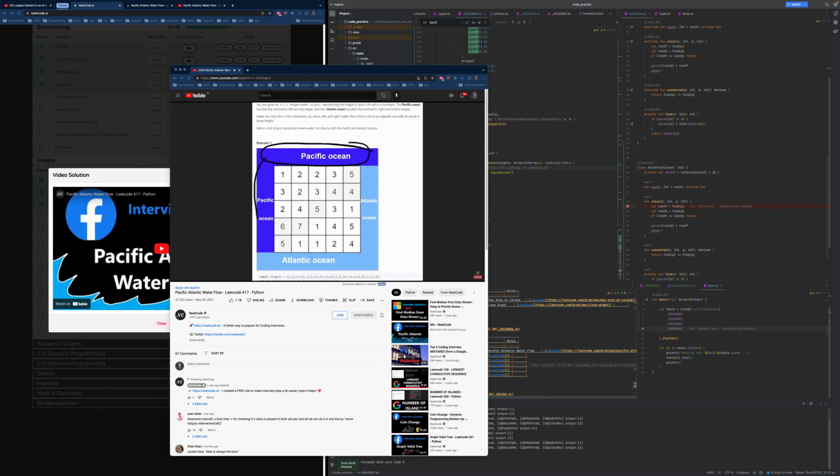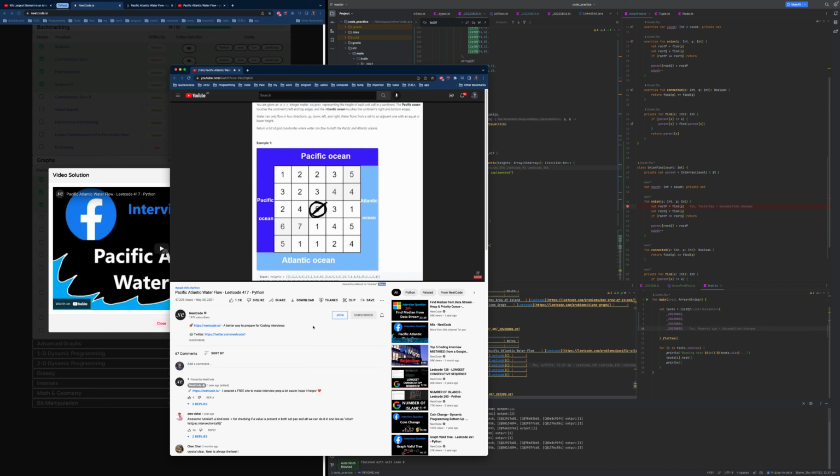Grid, and everything to the left of the grid, Pacific Ocean, and everything to the right of the grid and everything below the grid is going to be the Atlantic Ocean. So for any particular cell, we want to know, can this cell reach the Pacific Ocean and can it reach the Atlantic Ocean? If it can, then we are going to include this position in the result.